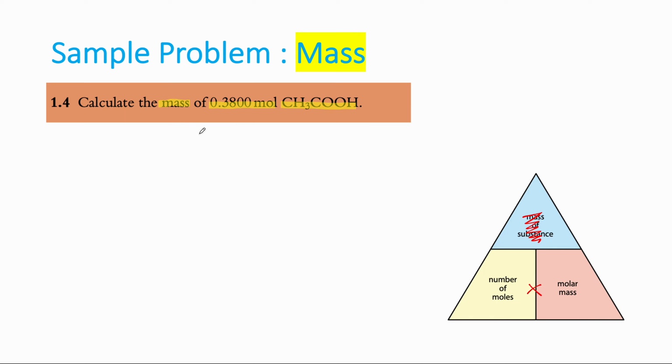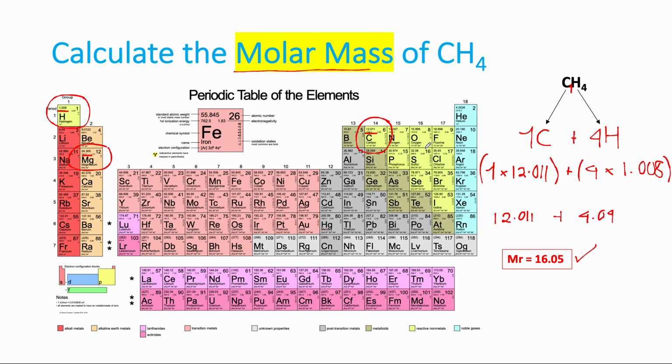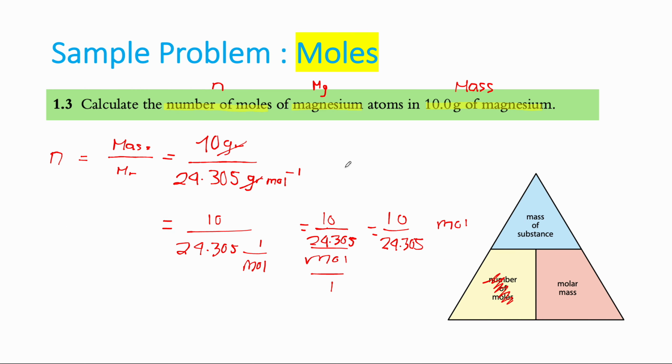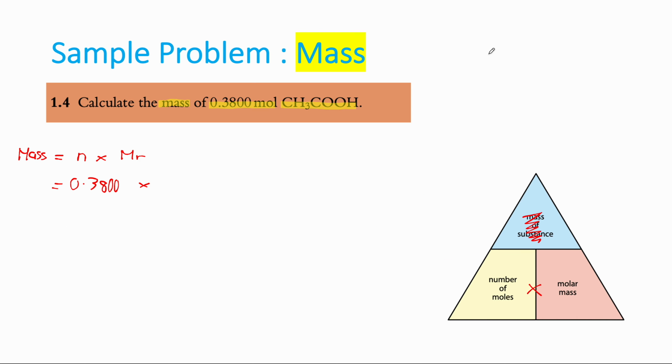So we have the moles here, which is easy, right? So let's write that down here. Mass equals moles times MR, which equals 0.388 times MR. But how do we get the MR of CH3COOH? Because you won't find that here, right? It's a compound now. It's not a single atom, and it's easy. So let's just write down CH3 here, COOH. So let's break this compound down.